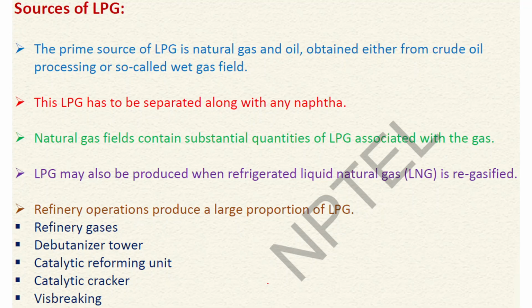So, coming on to the source of LPG, there are two sources of LPG. One is from natural gas and the other is from the crude oil. We can get LPG from two sources. One is the dry source and the other is the wet source. Dry source is from the natural gas reserves and wet source is from the crude oil.